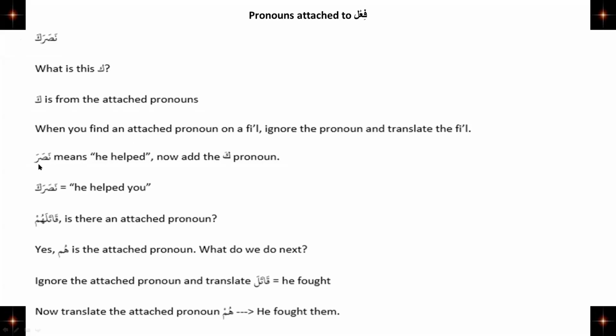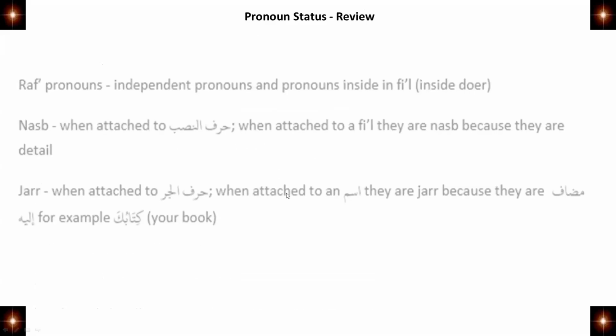We have done this before. So nasara, which means help. Now add the kaf, which is you. So it becomes nasaraka. Okay. Qatalahum. So you remember, you detach the qatala from the hum. You translate both of them and put both of them together for you to be able to know the translation. Okay. Just a quick one. Pronoun status review.